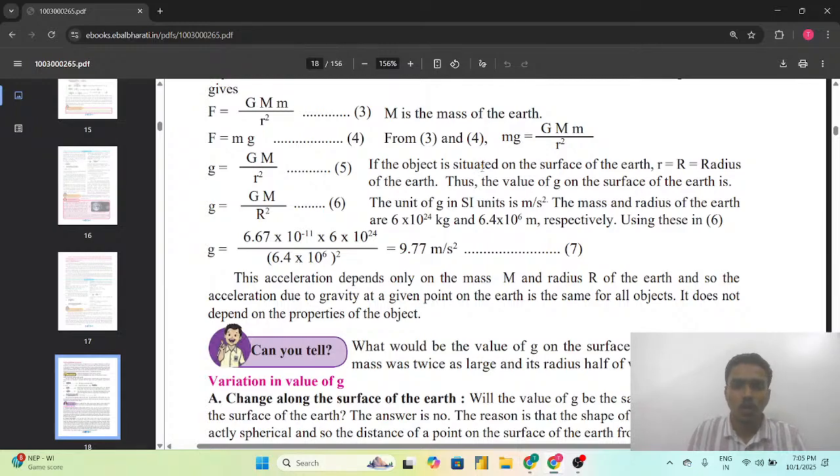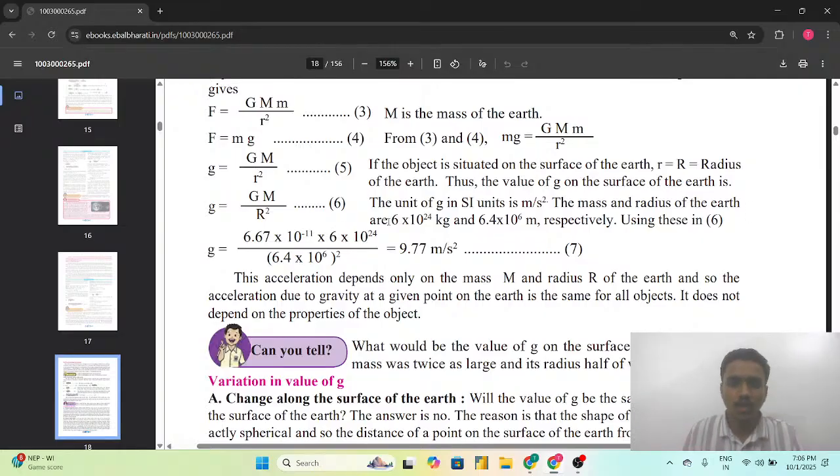So if the object is situated on the surface of the earth, r is equal to R, the radius of the earth. Thus the value of g on the surface of the earth is g is equal to GM upon R square. The SI unit of g is meter per second square. That is the acceleration due to gravity. That is the unit of acceleration only.